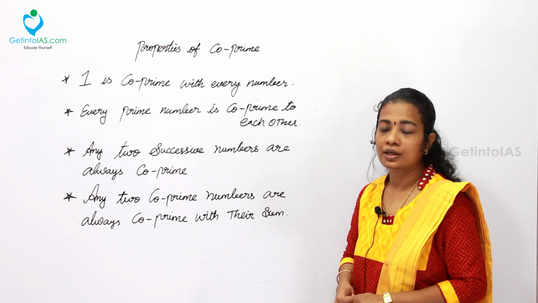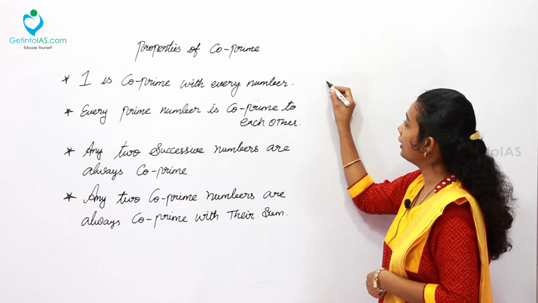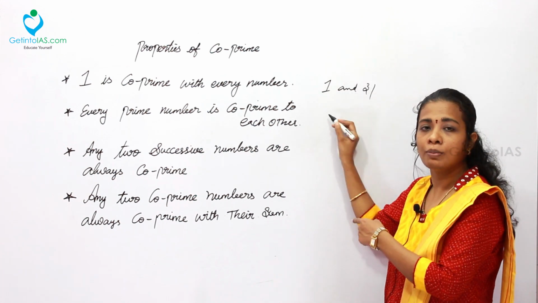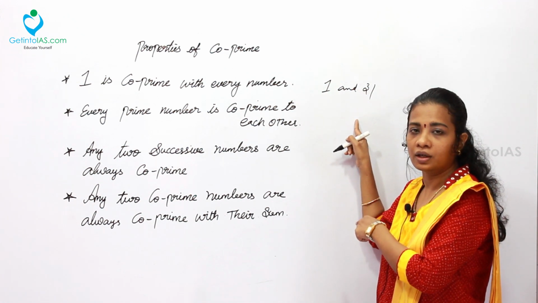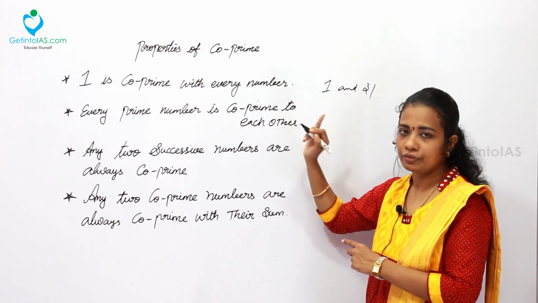So the first property is that 1 is co-prime with every number. Let me take 1 and 31. In that, the common factor will be only 1. So we can say 1 is co-prime with every number. That is the first rule.